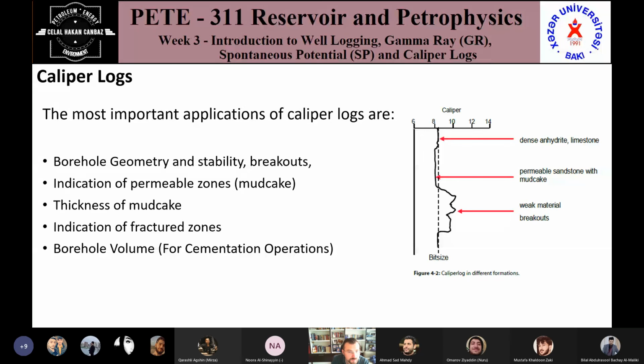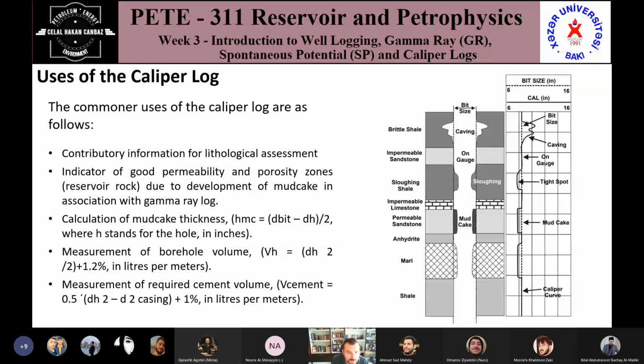Okay. So the common uses of caliper logs are contributory information for lithological assessment, indicator of good permeability and porosity zones, reservoir, due to the development of mud cake, in association with the gamma ray log, always. Association is very important. So calculation of mud cake thickness, measurement of borehole volume, and the measurement of required cement volume. Okay.